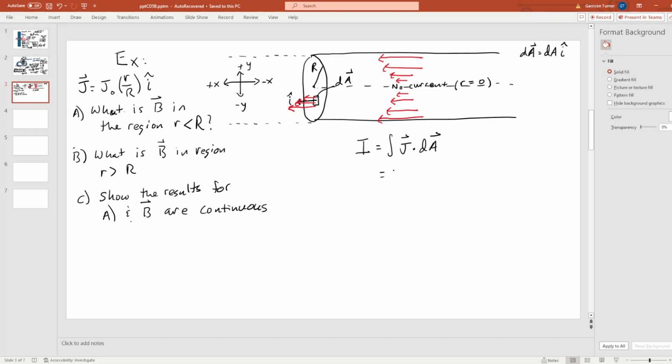So now we can say that my total current is equal to the integral of J naught R over R I hat dotted into dA I hat. Okay? And then this becomes J naught R over R dA. Okay? But what is dA for the circle?